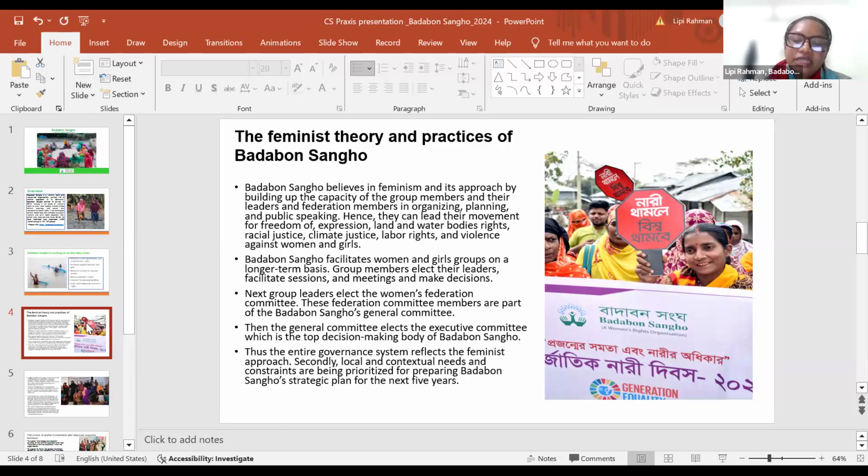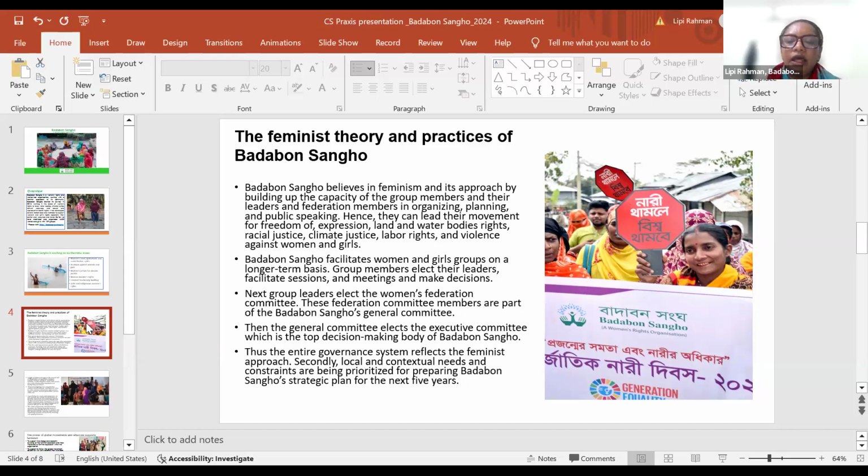These 129 grassroots women-led organizations are building this movement and supporting women and girls at the grassroots level. For that, Badabon Sangho facilitates women and girls groups on a long-term basis. The group members elect their leaders, because we think that all of them cannot speak together, but there should be representatives who can lead.